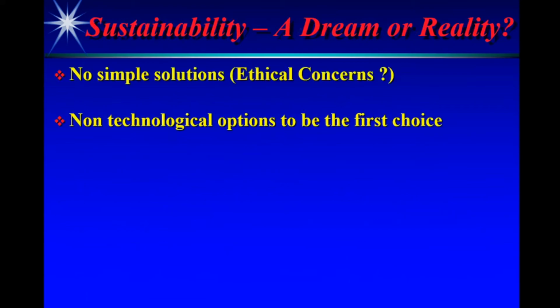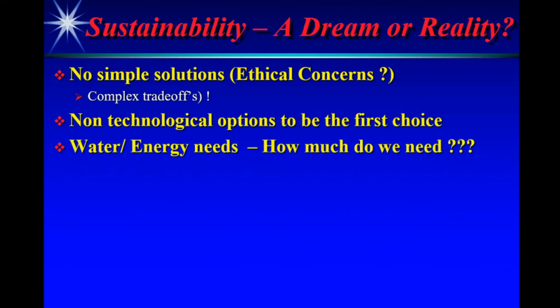But one has to keep in mind the solutions are not so simple in most cases. There may be ethical issues involved in many solutions, and the trade-offs are complex. So one has to look at the complex trade-offs, come to some solutions, and then adopt appropriate technologies for those applications. We have to decide how much energy we need and whether that kind of energy source is readily available on this planet from a sustainable perspective.